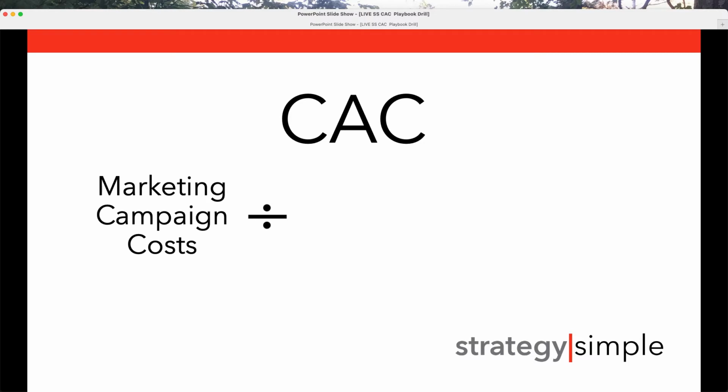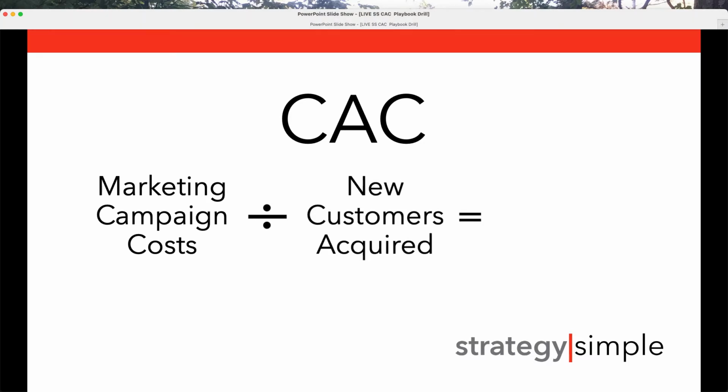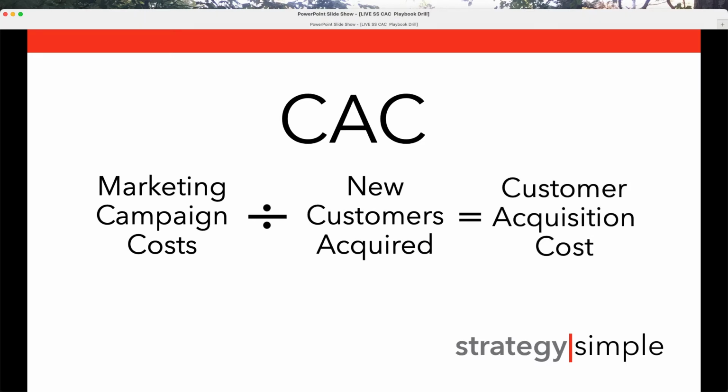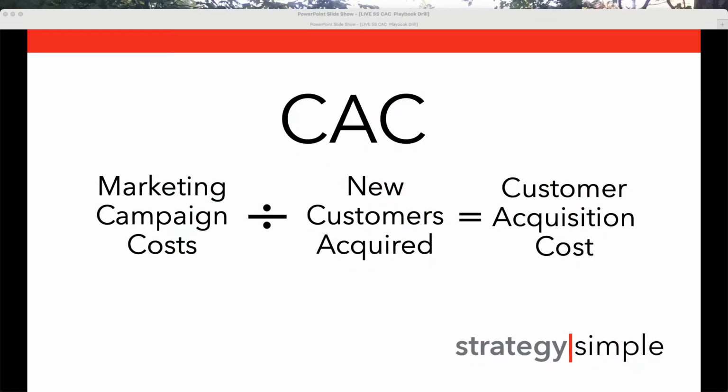So how do you calculate it? It's pretty straightforward. You take your marketing campaign costs, you divide that by the number of new customers acquired, and voila, you get customer acquisition cost. So again, this is not a complicated formula, but you're probably saying to yourself, Rob, that's great, but show me an example. What are you talking about?